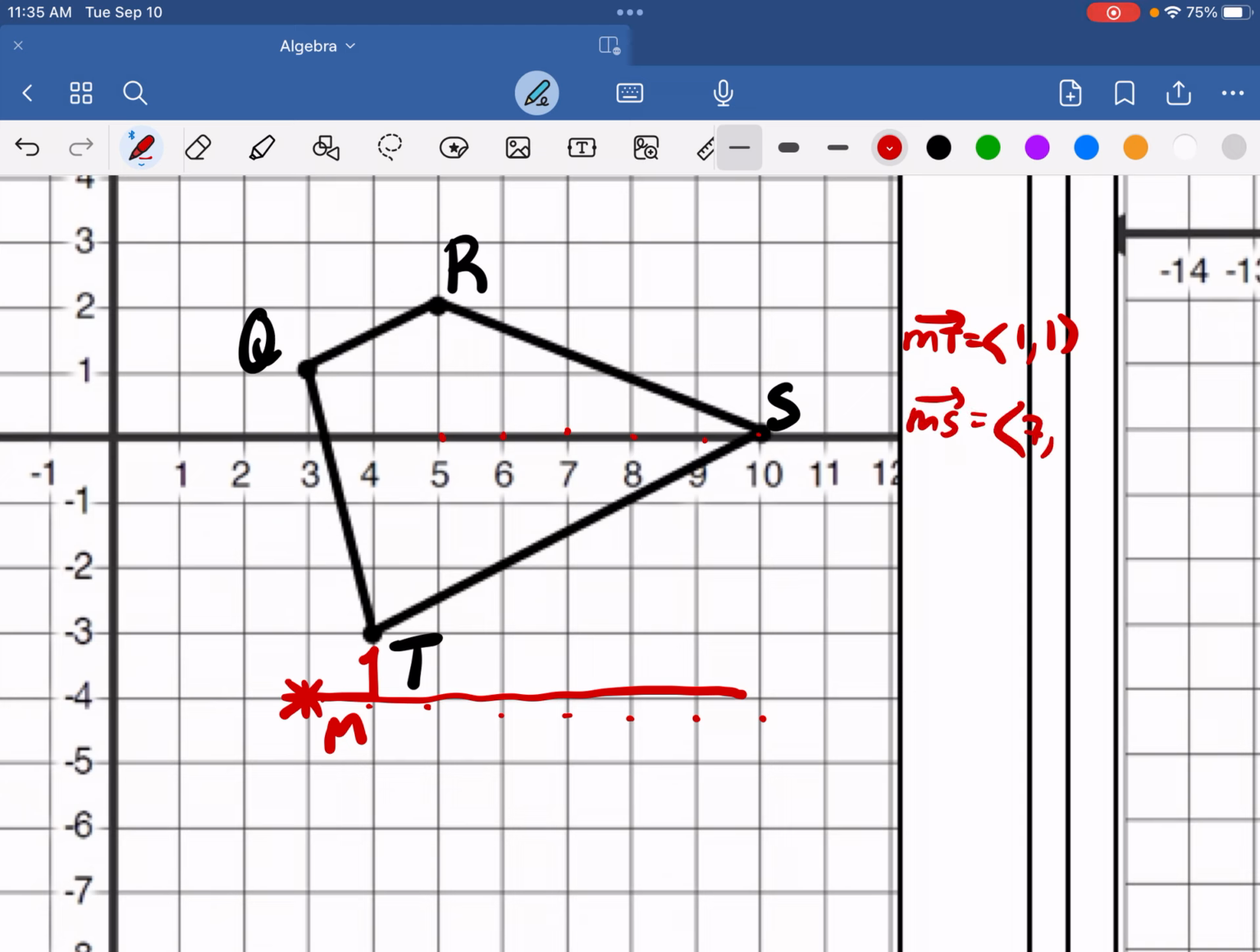From M to Q, that is just up 5. So that's (0, 5). Right? It didn't go up or down from M. It just went up 5. 1, 2, 3, 4, 5. And then for R, you go 2 to the right, and then you go up 6.